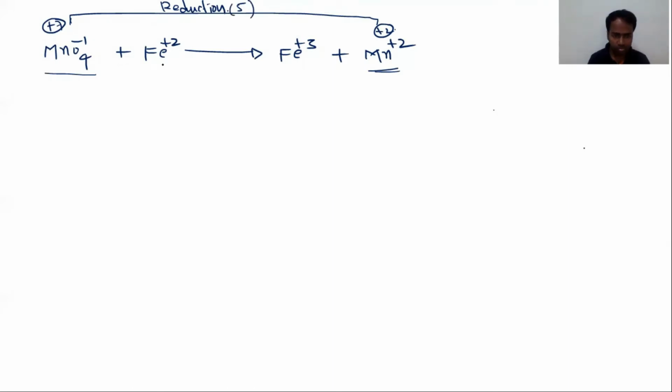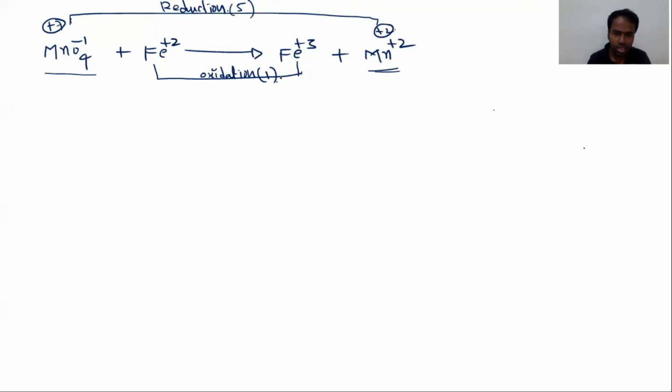Here Fe plus 2 to Fe plus 3. There is an increase in oxidation number. This is oxidation, loss of electrons, oxidation. What is the difference? 1. So here decrease is 5, increase is 1. How can you make them equal? The second step is you have to make them equal.